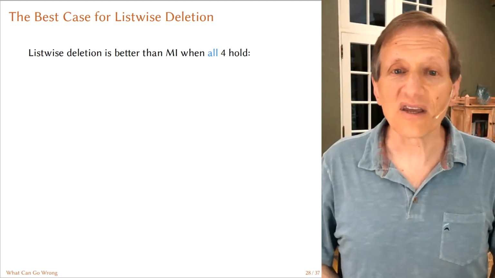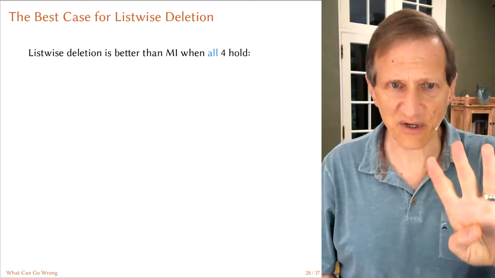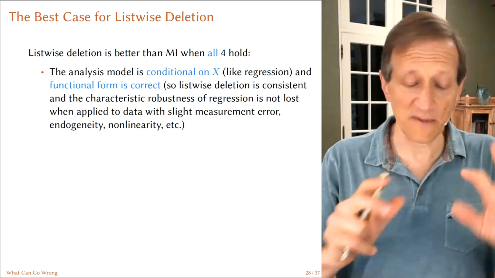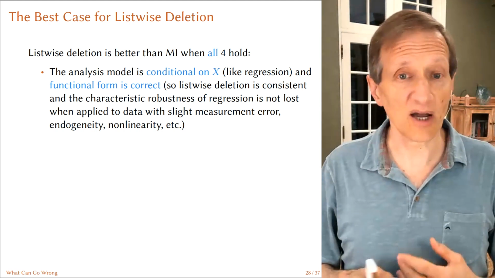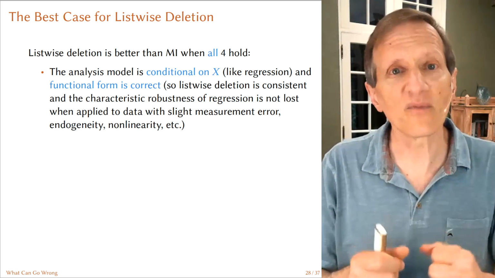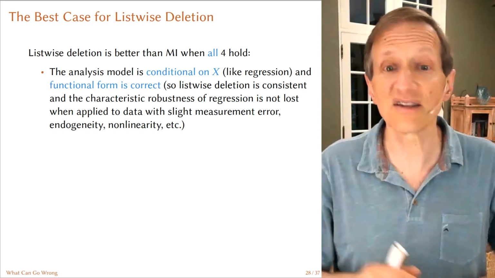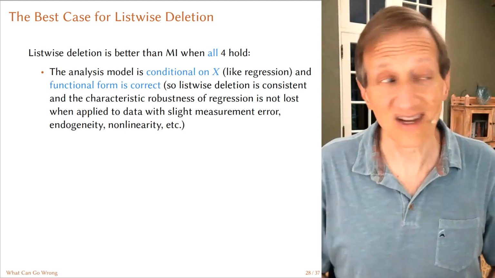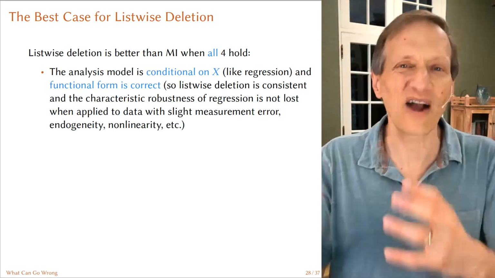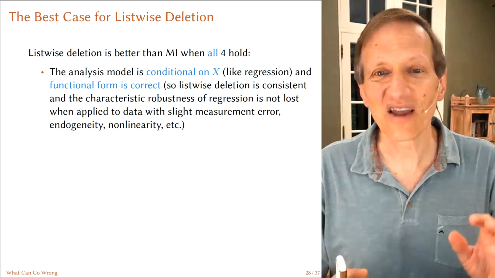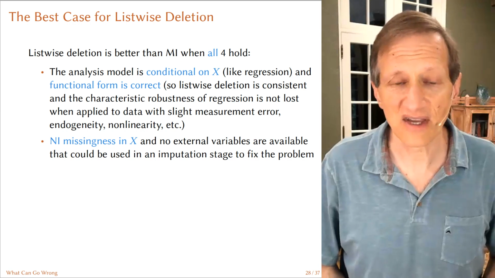List-wise deletion is better than multiple imputation when all four of the following conditions hold. All four have to hold. First of all, the analysis model that you choose to run is conditional on x, like regression. And the functional form we're going to assume is correct. That's the reason why list-wise deletion is statistically consistent, and it relies on the robustness of regression. Linear regression works amazingly well because it's the best linear approximation to whatever we have. And so if we have the correct functional form, then we will retain that robustness.